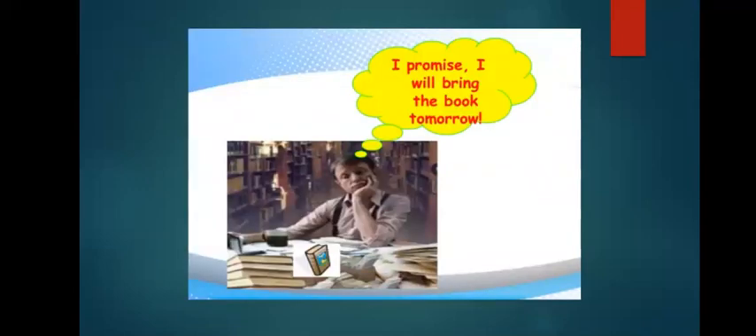So I promise I will bring the book tomorrow. As I told you, we use simple future tense if you have to make a promise. So I promise I will bring the book tomorrow. I is the subject, will is a helping verb of simple future tense. Bring is the first form of verb. The book is the object.